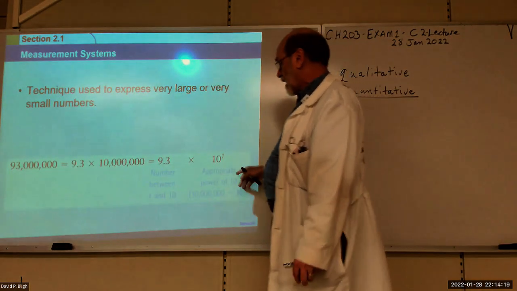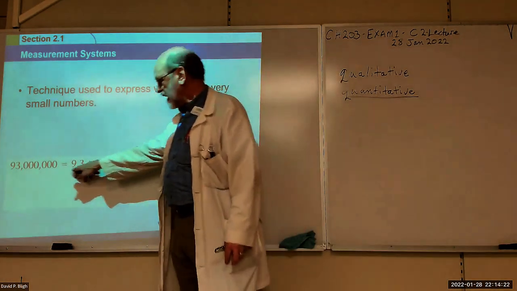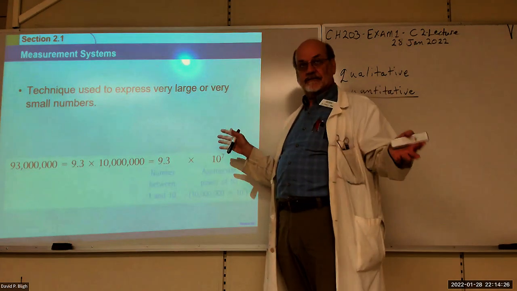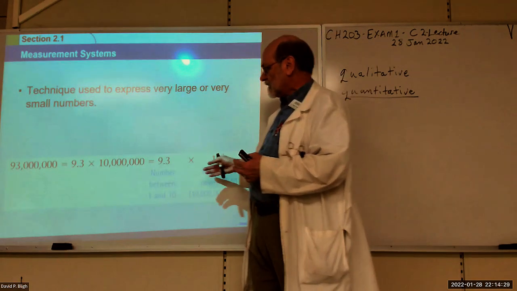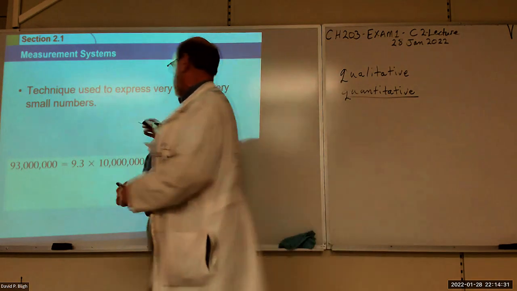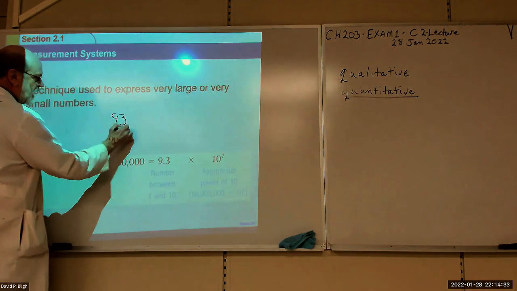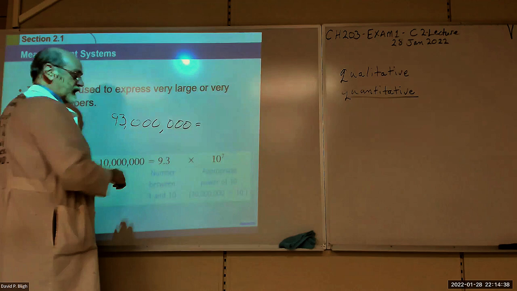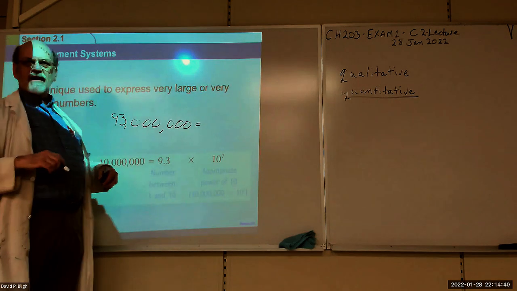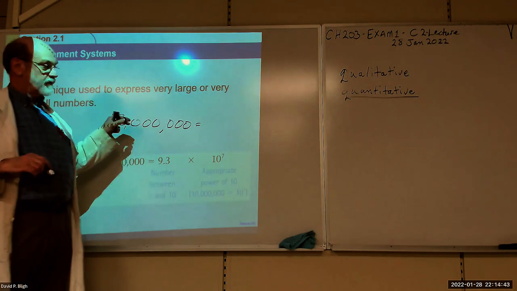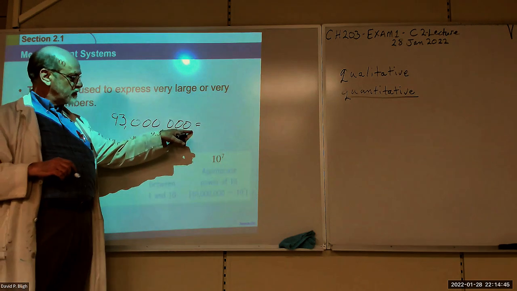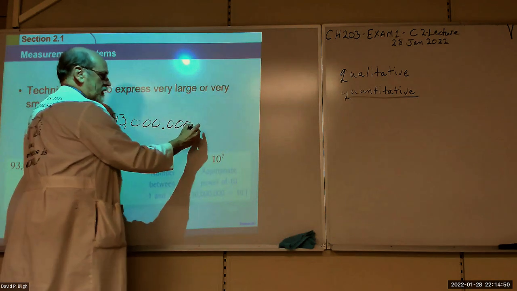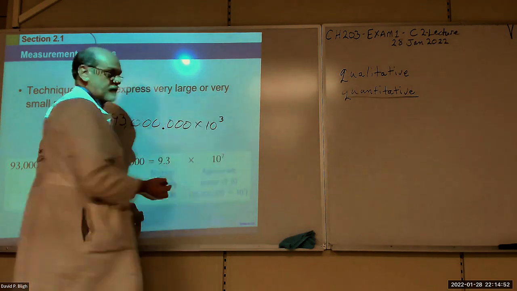Exponential notation only requires that you store some of this information in a power of 10. It doesn't matter how much. You just have to take account of it. Let's use this example, 93 million. We can say, okay, let's store 1,000 of this number in a power of 10. So we move the decimal over here, and then we say it's times 10 to the third.